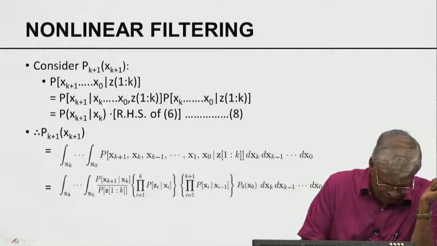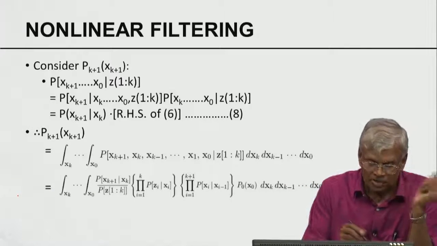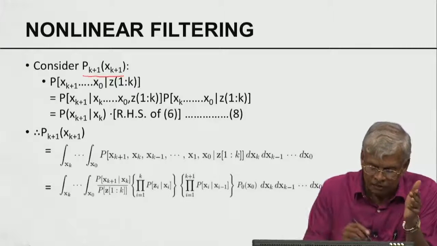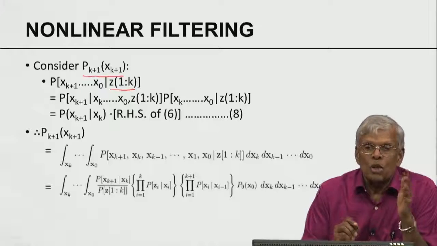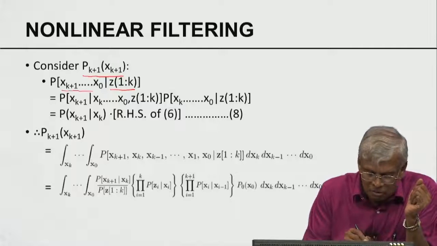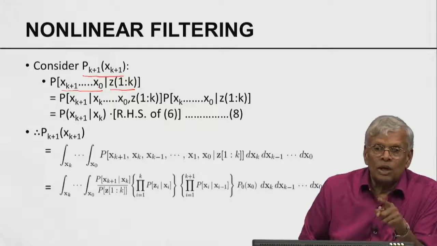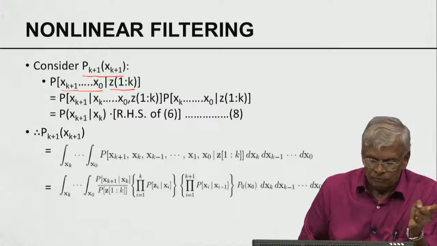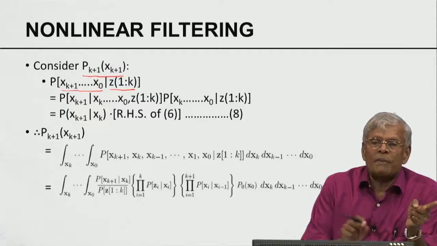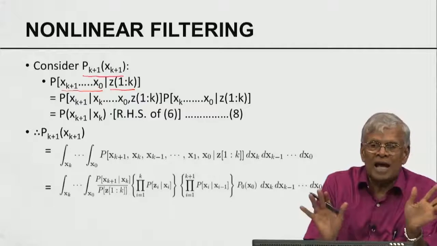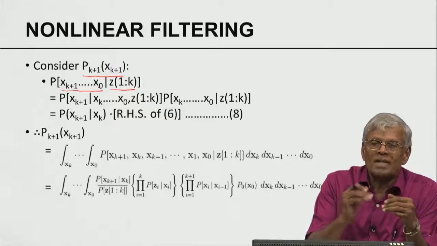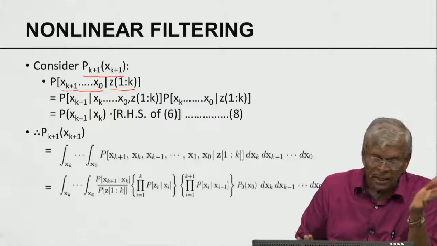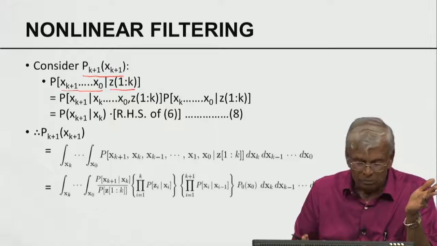So now let us try to compute the forecast density. What is the forecast density? It is the probability of x k plus 1 given observations 1 to k. I would like to explain not only what happened up to k but also beyond k. Given z 1 to k, what happened up to k, that is filtered, that is done. Now I want to know what is happening beyond. Again, I am now talking like a broken record.